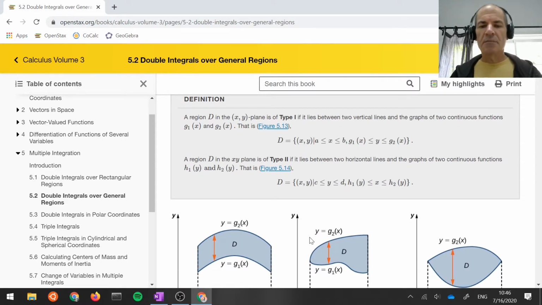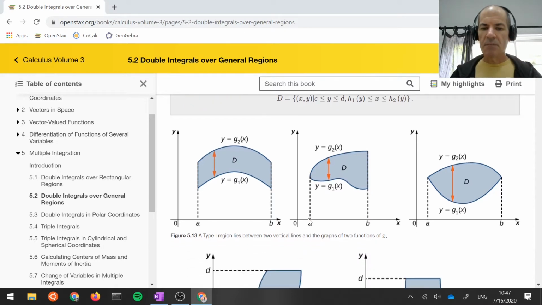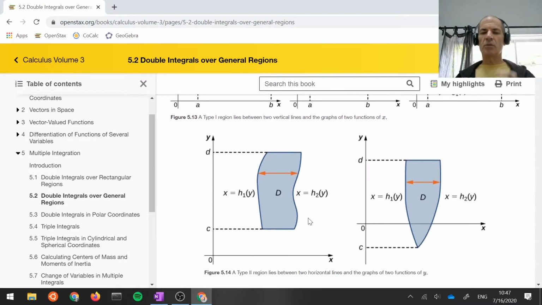There are two kinds of regions that we'll study here, canonically. A type 1 region is a region whose top and bottom boundaries are described by functions, and whose left and right boundaries are either vertical lines or just points. And a type 2 region is one in which the left and right boundaries are described by functions, and the top and bottom boundaries are either lines or points.